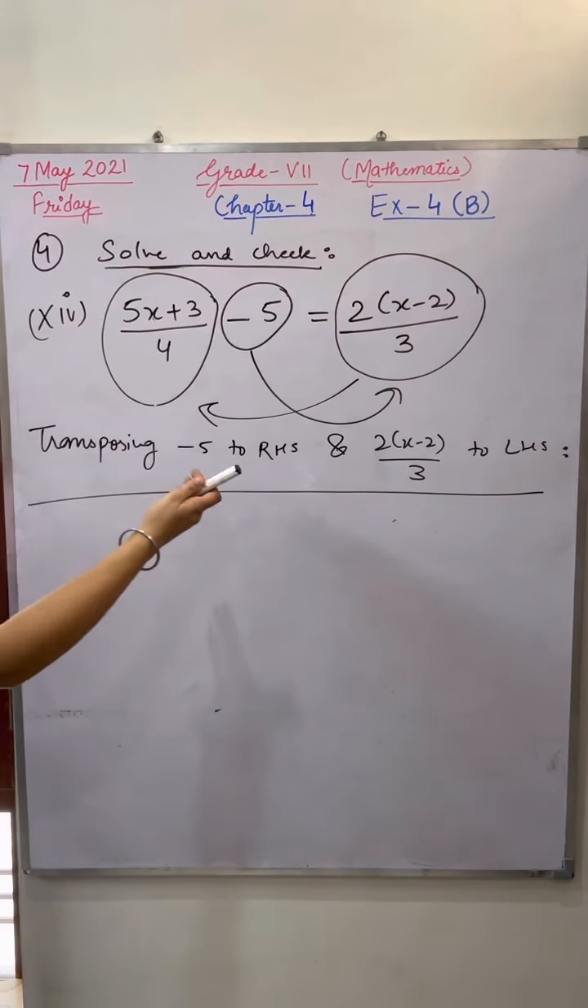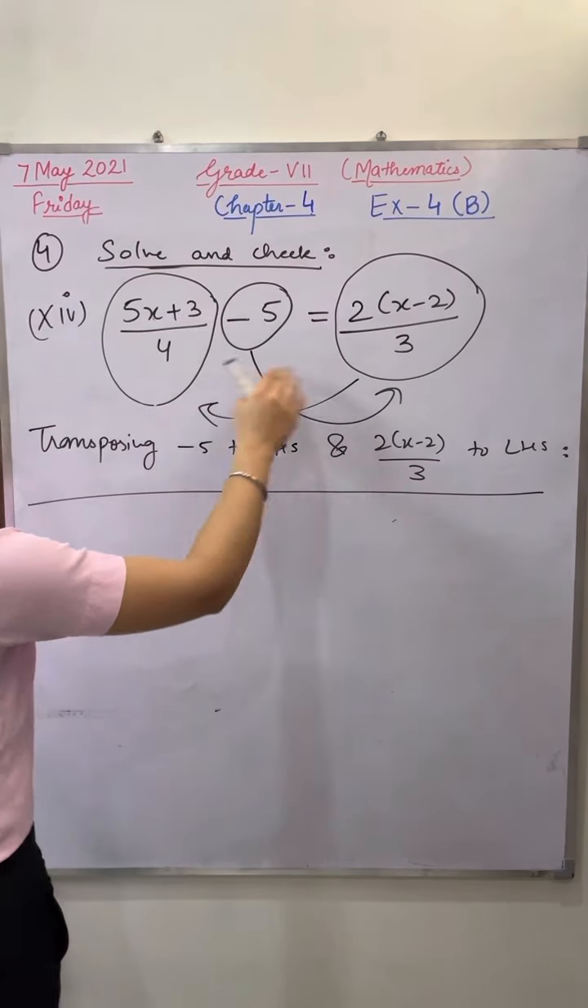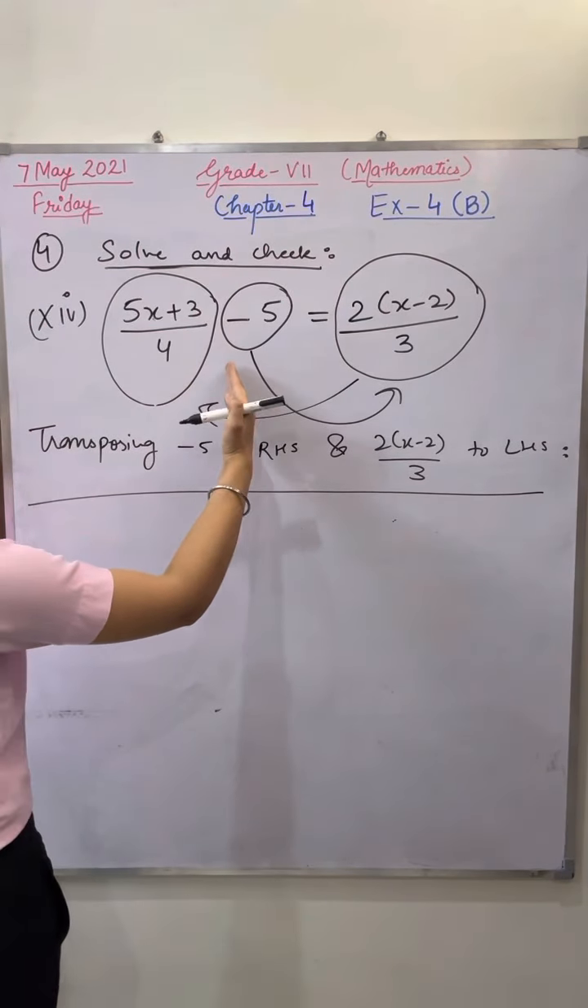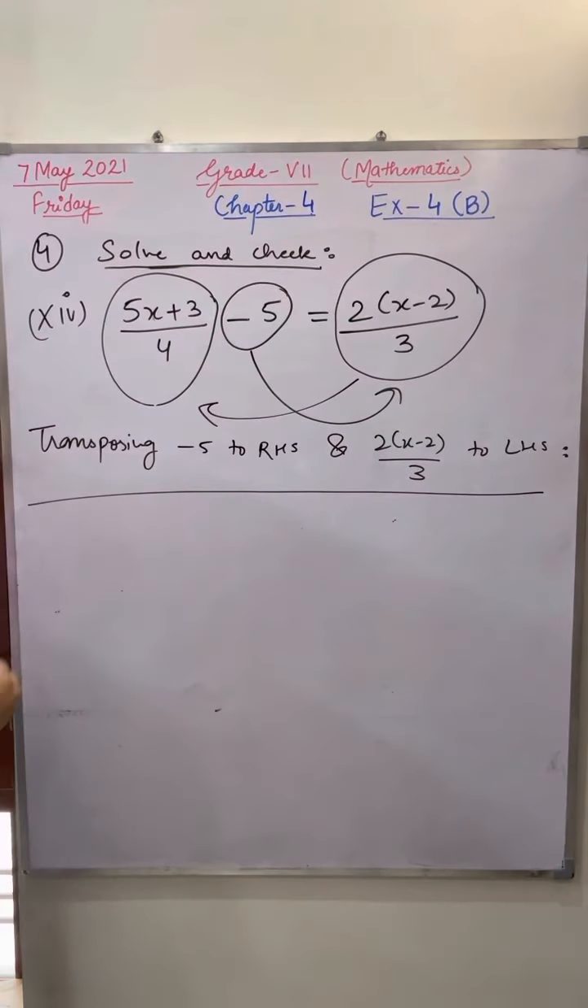Now you have to apply this transposition method on this step. You can shift the constant to the right hand side and the variable to the left hand side.